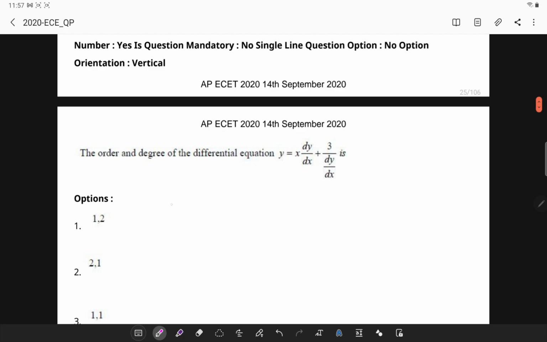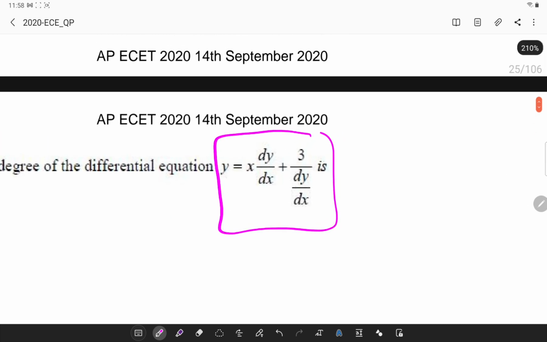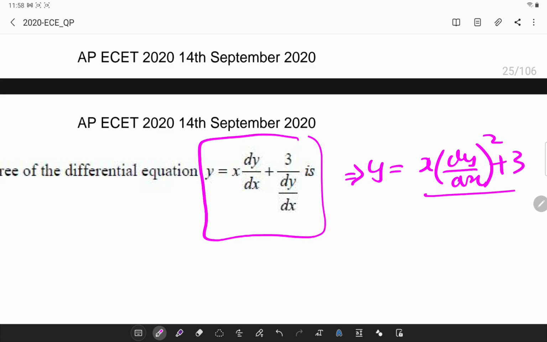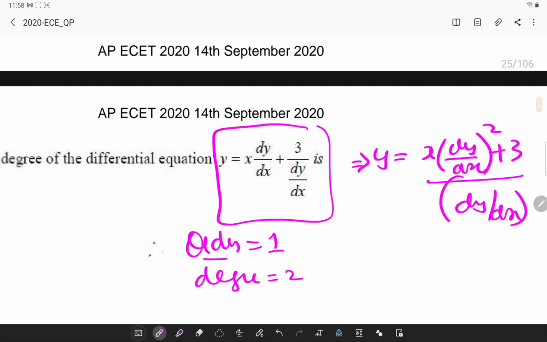So we have an equation like this. If I take the LCM of this, I will be having y is equal to x into dy by dx whole square plus 3, divided by dy by dx. Therefore here we can simply tell the order is 1 and degree is 2.